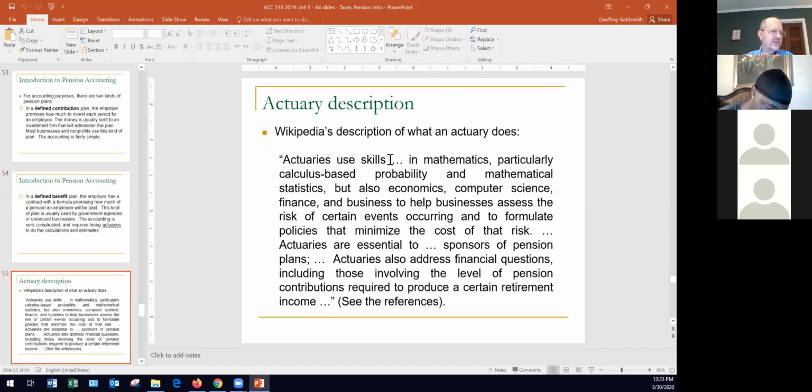So actuaries use skills in mathematics, particularly calculus-based probability and mathematical statistics, but also economics, computer science, finance, and business to help businesses assess the risk of certain events occurring and to formulate policies that minimize the cost of that risk. Actuaries are essential to sponsors of pension plans. Actuaries also address financial questions, including those involving the level of pension contributions required to produce a certain retirement income.